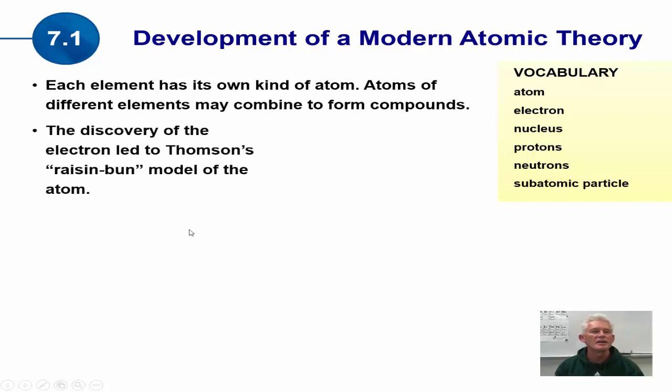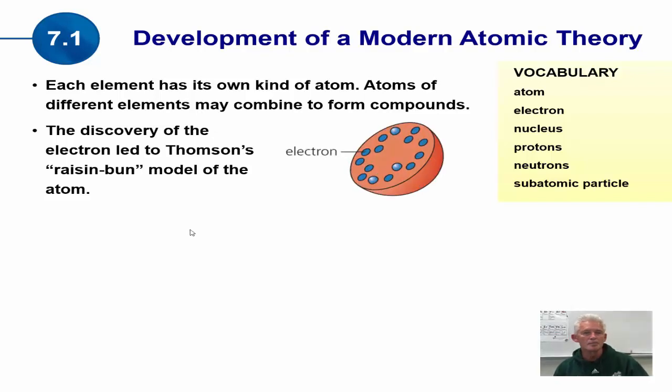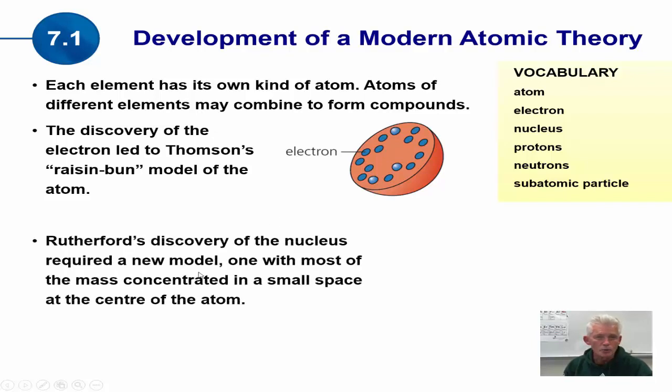The discovery of the electron led to Thomson's raisin bun model of the atom. So if I had to draw a raisin bun, this would be my raisin bun, where you have all of these electrons, raisins, dispersed randomly throughout the bun. Of course, that's not the current theory, but it was one step towards Niels Bohr's ideas.